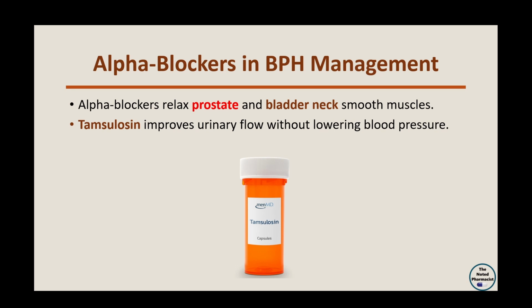Alpha blockers, including prazosin and the uroselective tamsulosin, are key in managing benign prostatic hyperplasia, BPH, by targeting alpha-1 adrenergic receptors in the prostate and bladder neck.